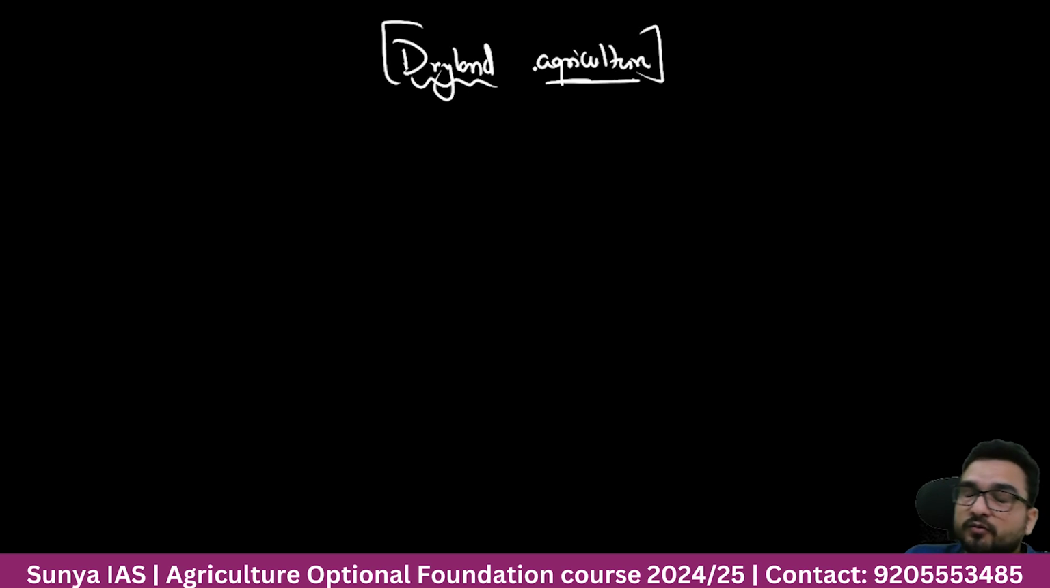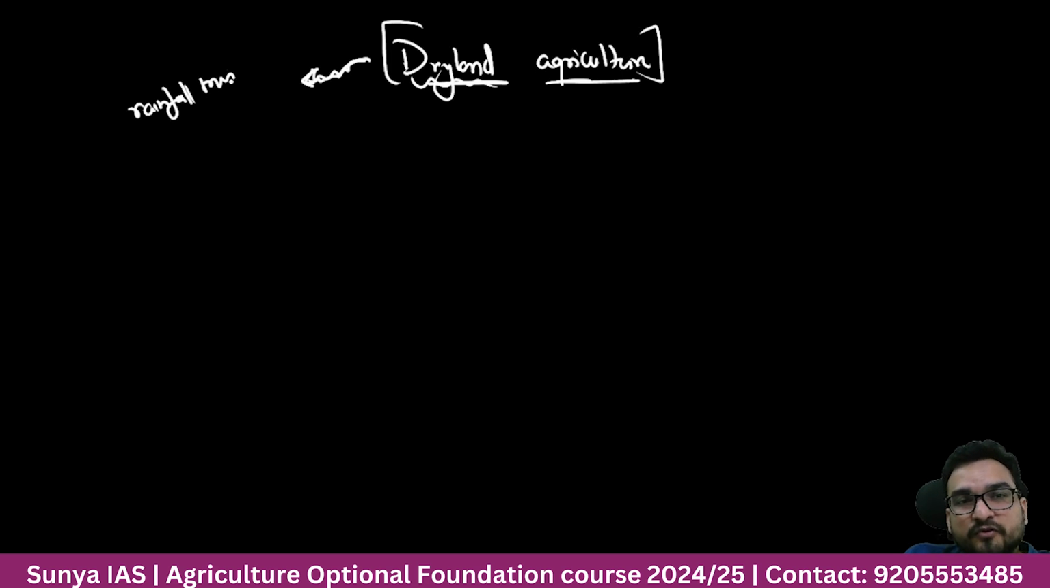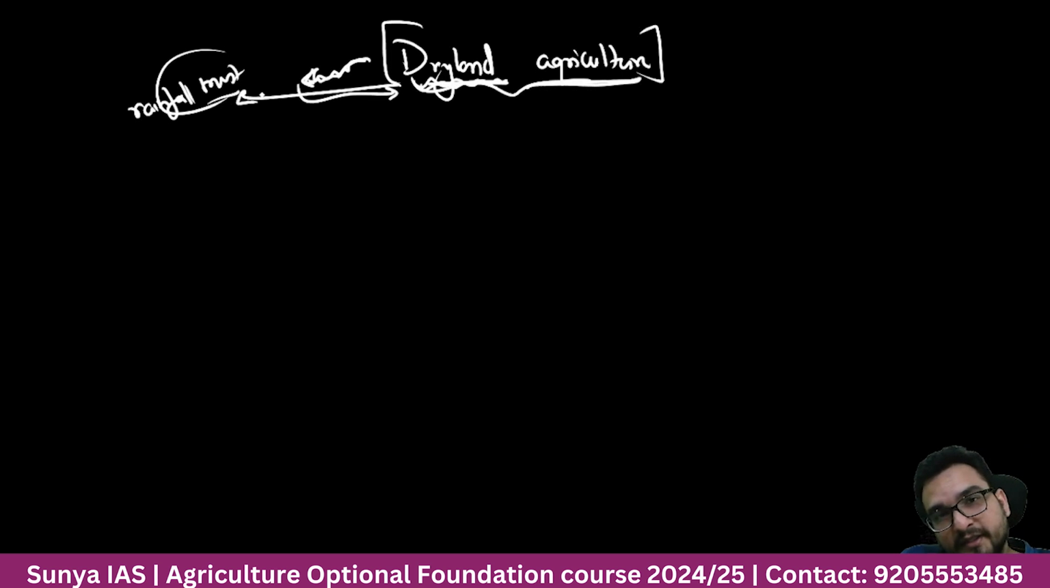All right, guys. Dryland agriculture. What do you mean by dryland agriculture, or what do you mean by dryland? Automatically, one assumption would come to your mind, that dryland must be that area where rainfall must be less, right? That's why I'm saying that area is dryland. But you will be amazed to know that dryland agriculture is not related to that only. It is a partial truth.